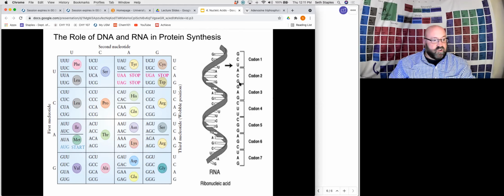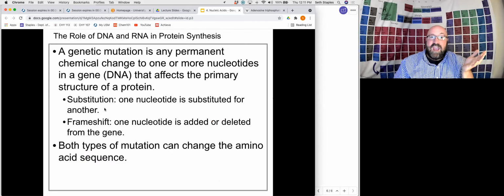So ACG is going to code for, what did we say? ACG will code for threonine. What if it's CCG instead? That's going to code for proline. Totally different amino acid, which could totally throw off our protein structure. And so errors can occur, and those are mutations.